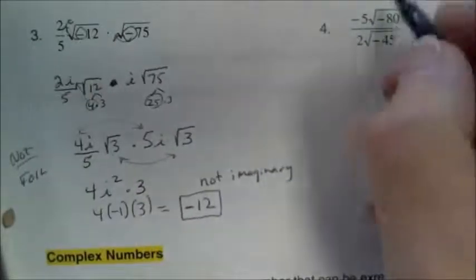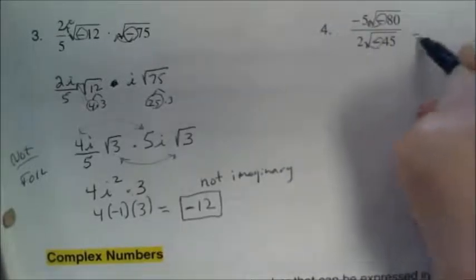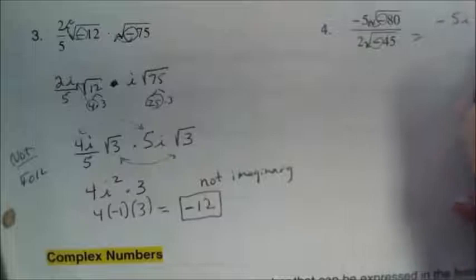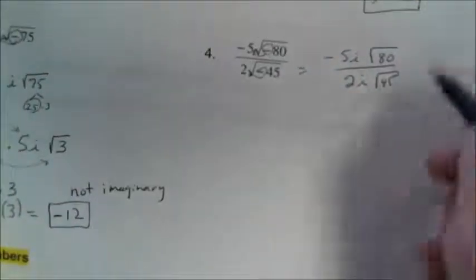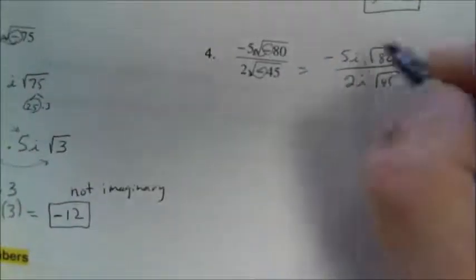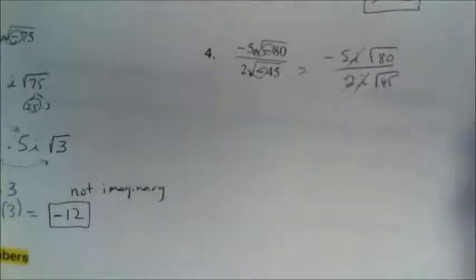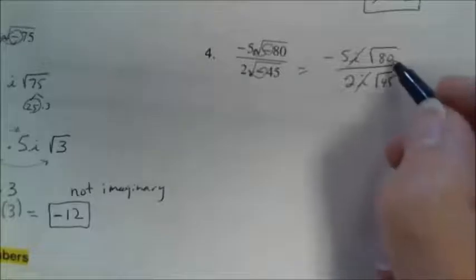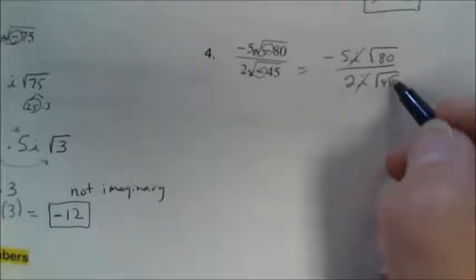Sometimes that happens. On this next example, take the i out, and you've got -5i times the square root of 80 over 2i times the square root of 45. Well, because these are outside the radical, the i's can cancel out. All right, so now we can do this a number of ways. We can divide 80 by 45.